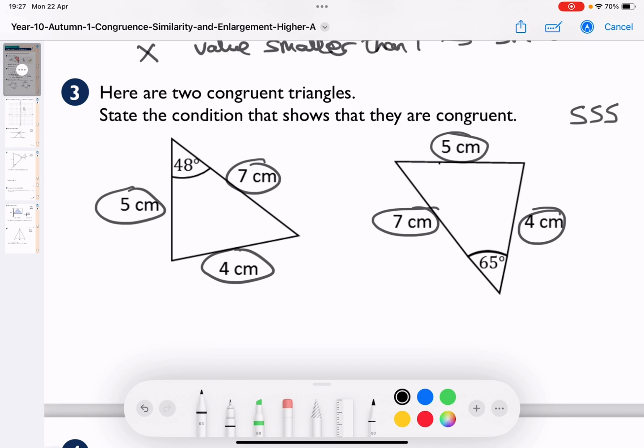The other conditions of congruence are side, angle, side; angle, side, angle; angle, angle, side; and right angle, hypotenuse, side. So they're the five that we use, but in this case, it's side, side, side.